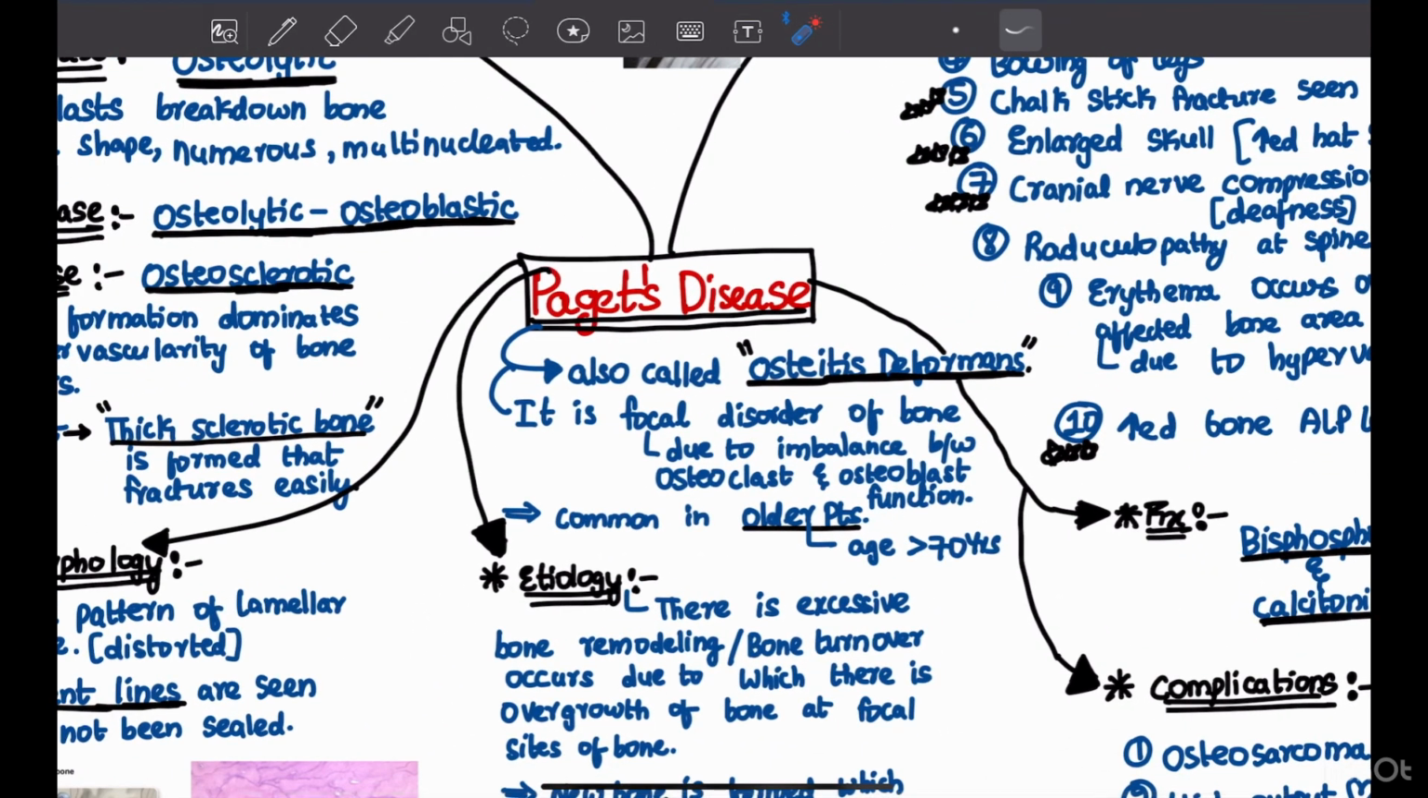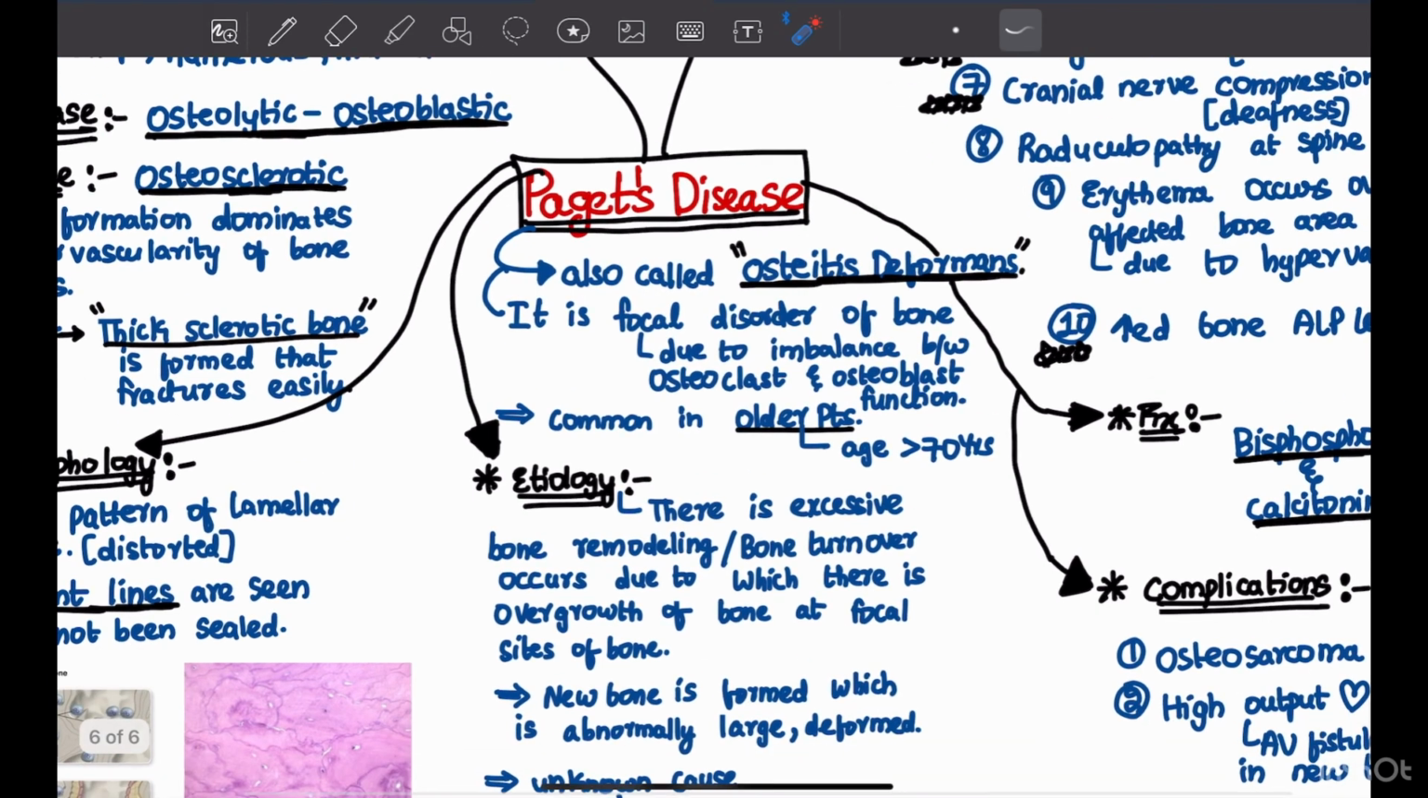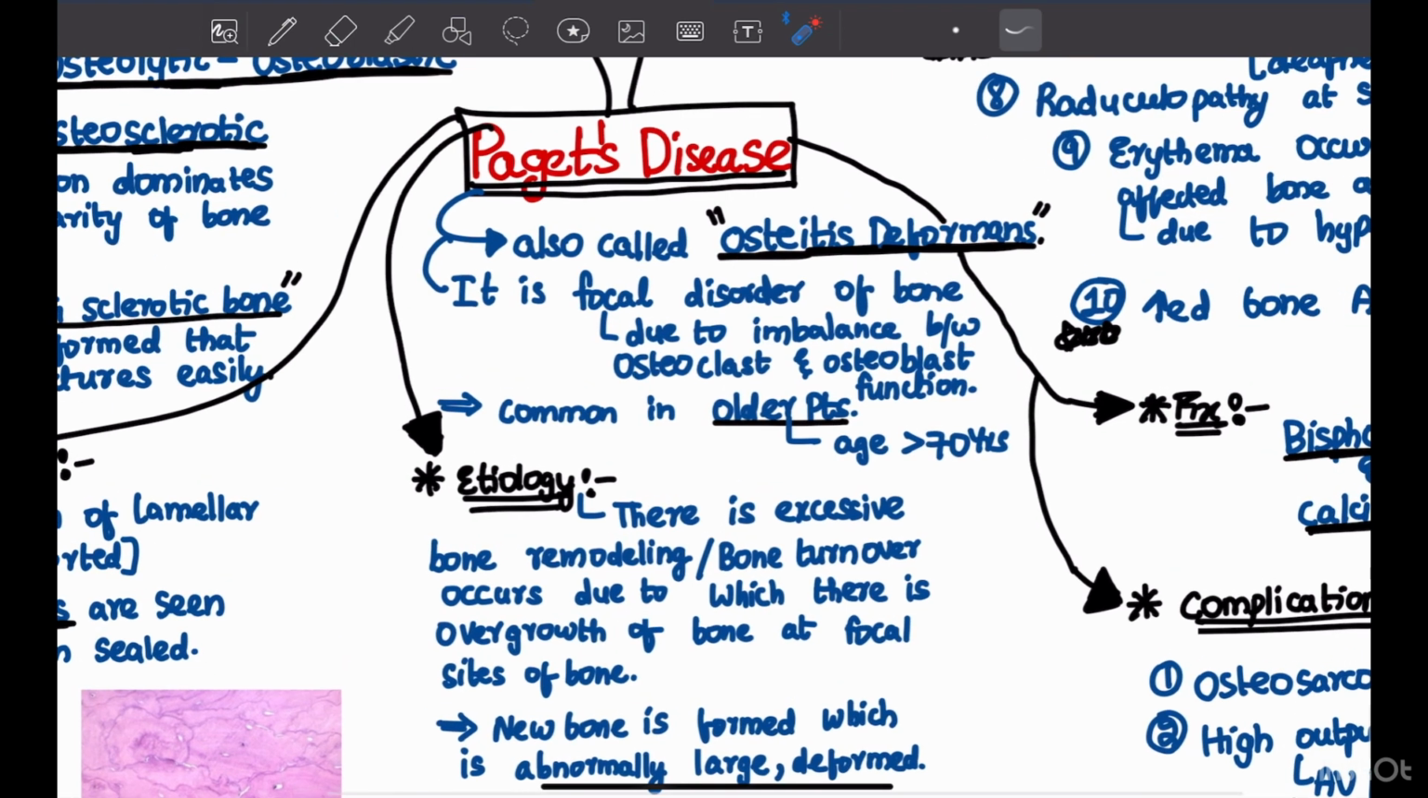Today's topic is Paget's disease of bone. It is also known as osteitis deformans. It is a focal disorder of bone due to which there is an imbalance between osteoclast and osteoblast function. We know that osteoclasts are the cells which break down the bone and osteoblasts are the cells which help in bone formation. Paget's disease of bone is common in older patients, that is more than 70 years of age.